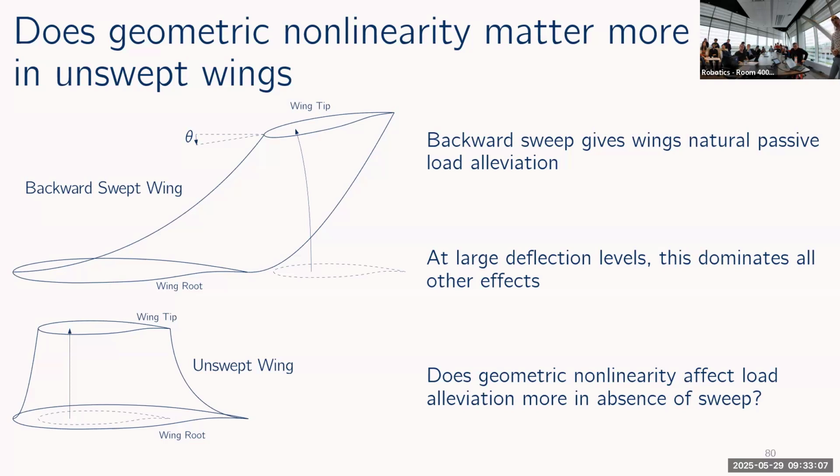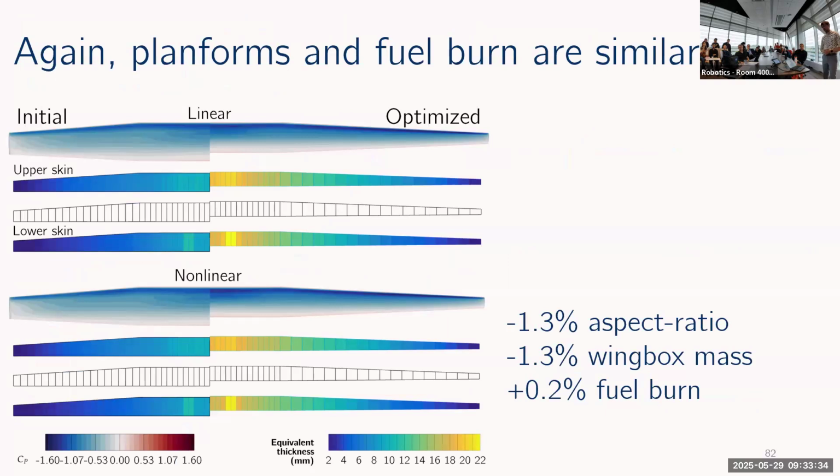But for wings that bend a lot, this effect caused by the wing sweep dominates all other effects that change the lift distribution of the wing. And so I wondered if we optimize an unswept wing that doesn't have this dominating effect, maybe geometric nonlinearity will have more of an impact on the lift distribution of the wing and therefore the structural sizing. And so I ran, again, basically the same optimization problem, but adapted to this unswept wing model, which is described in more detail in the dissertation.